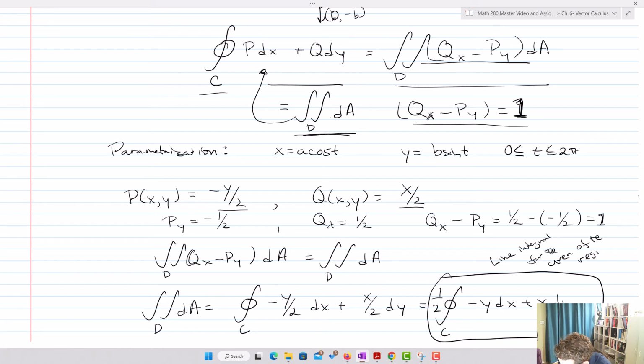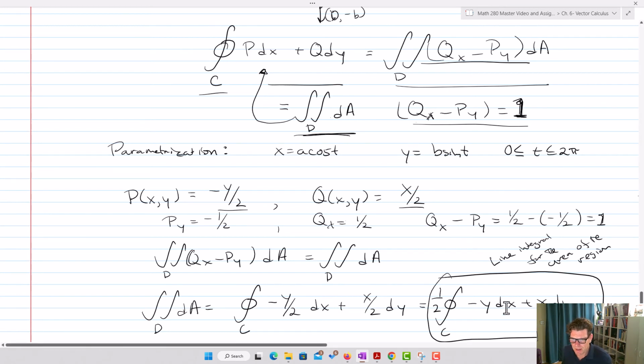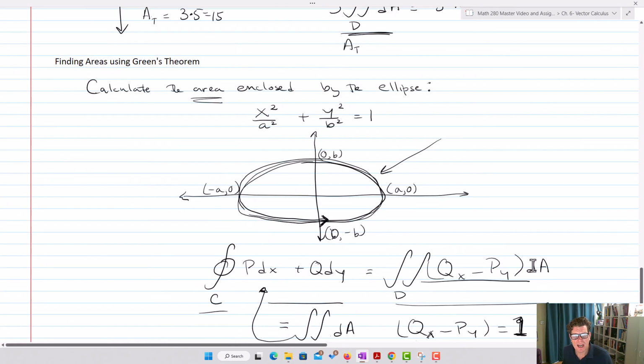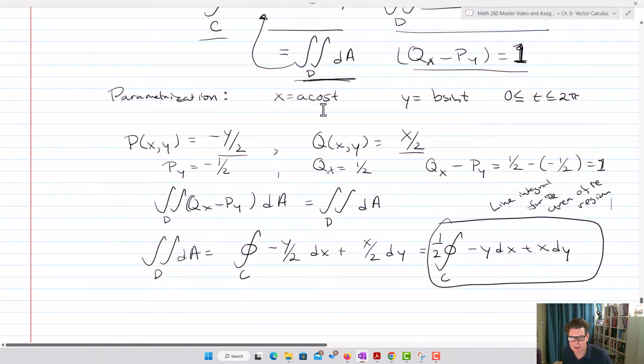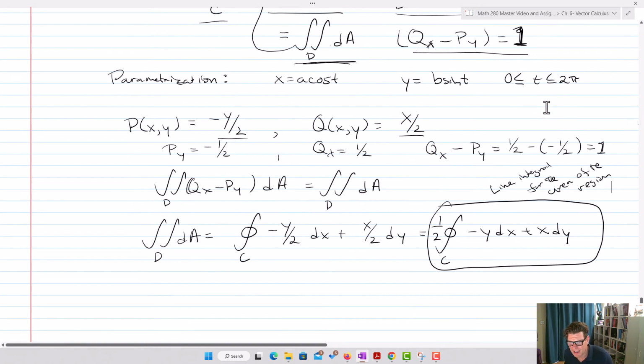So if we have a proper parameterization for a region, we can go out and actually utilize this line integral, and it can make life a lot easier, which it will in this case. Now I've got 1/2 times that value. I'm going to go back up to my parameterization. I've got x equals a cosine t and y equals b sine t.